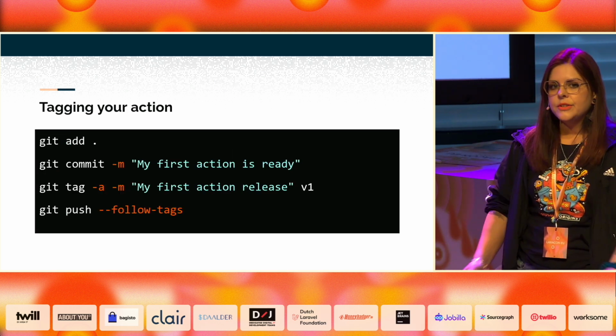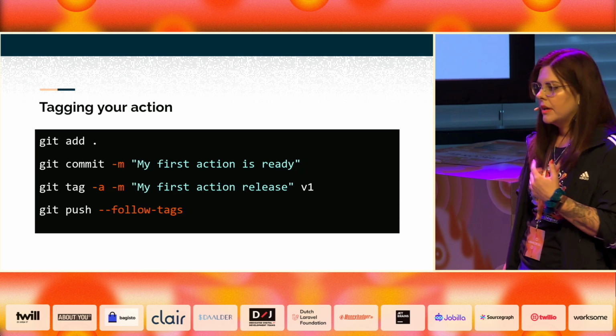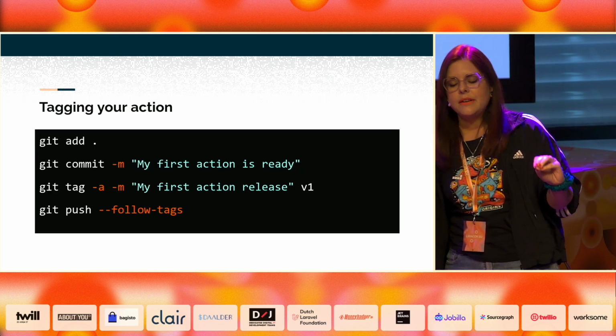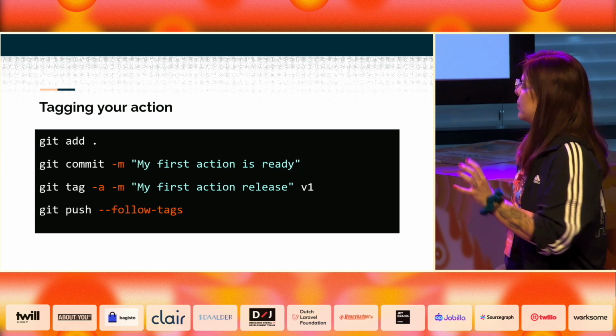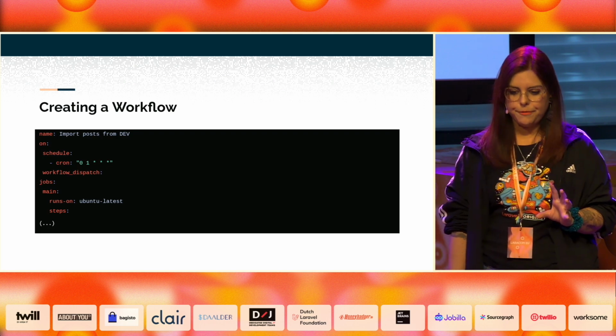Then the last thing that you need to do is tagging your action. So you're going to commit your files and you're going to create a tag that you're going to reference from the workflow that you're going to create. Once you have that published, then you can create a workflow.